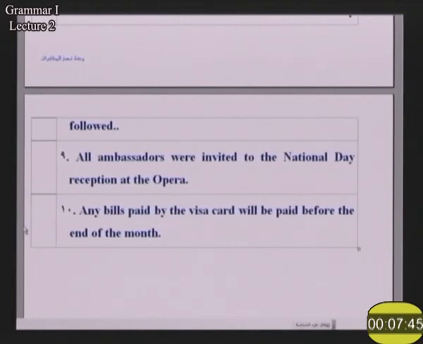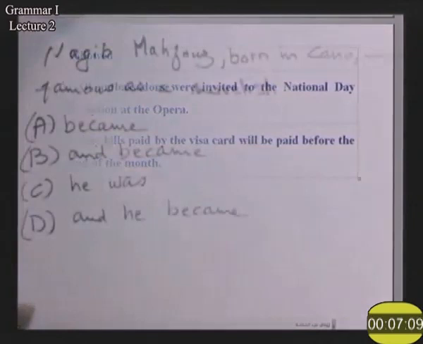Any bills, bills يعني فواتير, any bills paid by the Visa card will be paid before the end of the month. Any bills paid, paid هنا كأنها past participle used as an adjective, لأن عندي will be paid هي الفعل. يبقى الجملة دي صح. Any bills paid. Paid adjective. مدفوع عن طريق الفيزا كارد. لازم تندفع قبل آخر الشهر. طيب تعالوا نشوف مع بعض ازاي بتيجي أسئلة الامتحان.